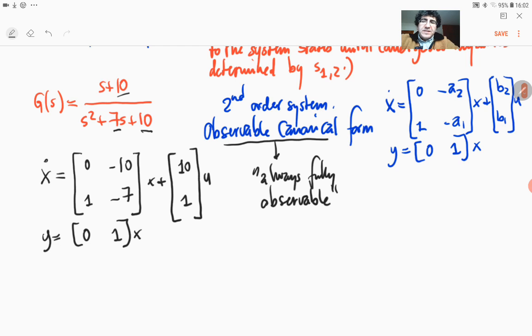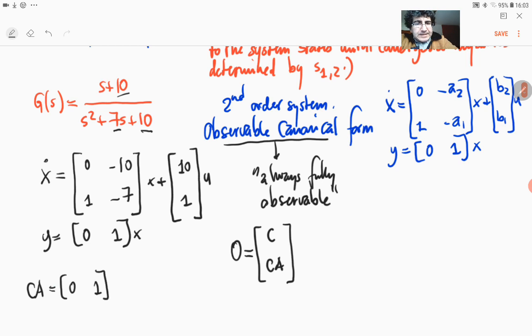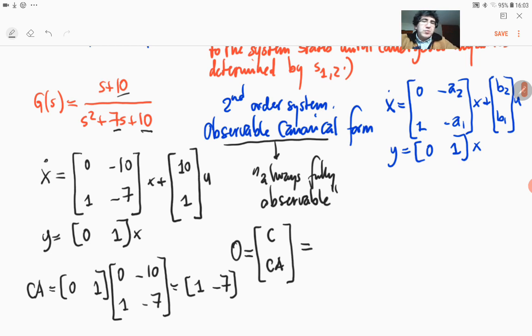Okay, so let's verify that. Remember that the observability matrix is C and CA. Let me calculate CA over here. CA is equal to 0, 1, and our A matrix, 0, minus 10, 1, and minus 7. So when we multiply these two, we get 0 times 0, 1 times 1 is equal to 1. 0 times minus 10, 1 times minus 7, so I have minus 7 here. Okay, so what is the observability matrix? It's C, which gives me 0 and 1, and CA, which is 1 and minus 7.